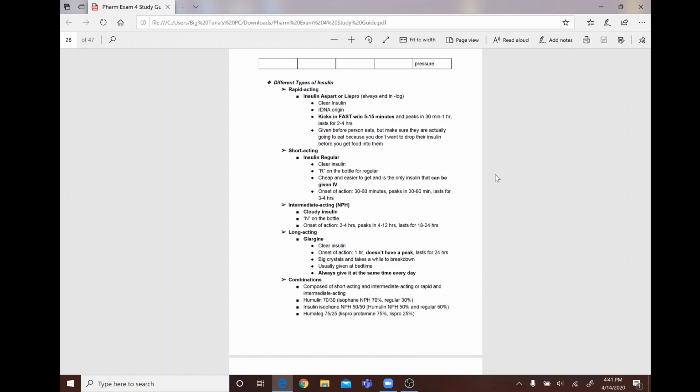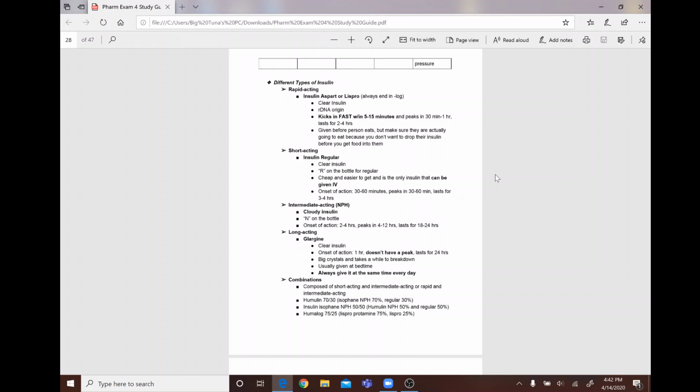How long does short-acting insulin take to kick in? 30 to 60 minutes. And what is the peak time of short-acting insulin? 30 to 60 minutes. How long does short-acting insulin last? 3 to 4 hours. Intermediate-acting insulin.